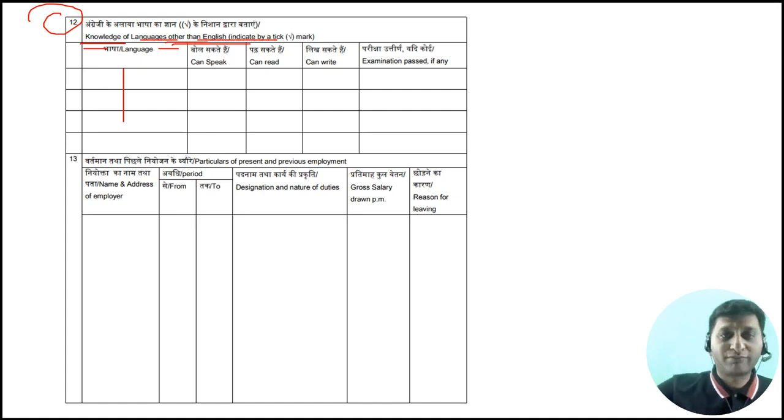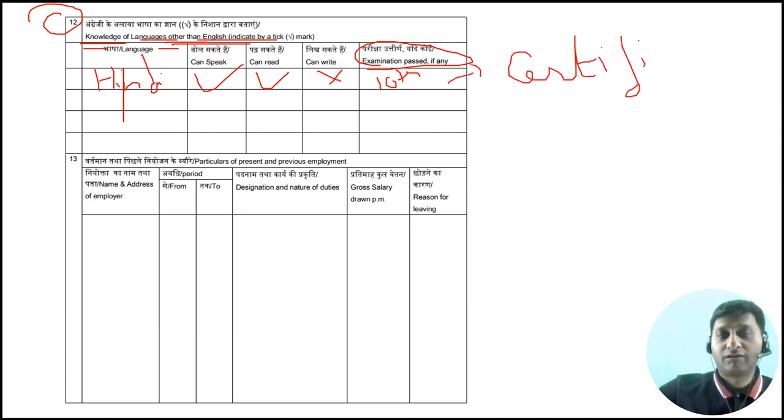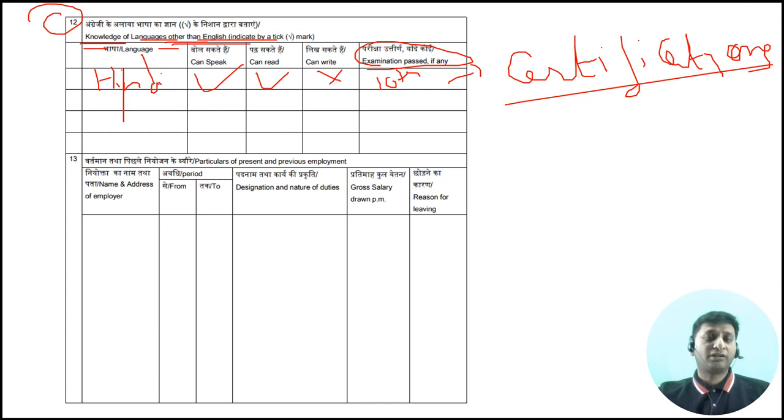So here you can write, say, language I know: Hindi, and you can tick the appropriate boxes that I can speak, I can read, or maybe I cannot write, then put a cross here. And examination passed, if any: say if you have passed a Hindi examination in 10th class, you can write that, 12th class, you can write that, or any certifications you have done in Hindi, you can also mention here. So the thing to take care of is that you do not mention English in these rows because they have said other than English.